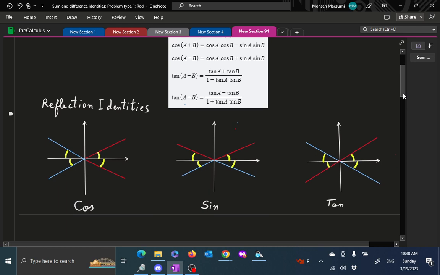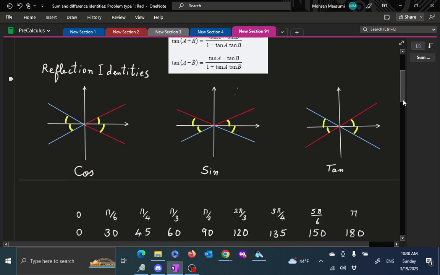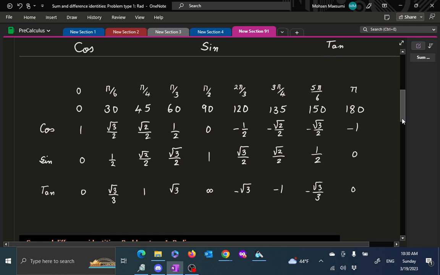We had the reflection identities. If two angles are reflections of each other in x or y axis or the origin, then there's a simple relationship between their sine, cosine, and tangent, and as the cases arise, I will explain that. We had a set of famous angles and cosine, sine, and tangent of all of them, and we are going to use these. So the idea is that if an angle is a sum or difference of two of these angles, how can we obtain their trig values? And here are some examples we are going to look at today.